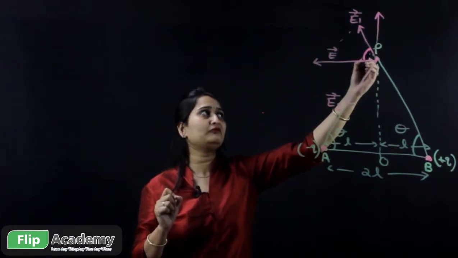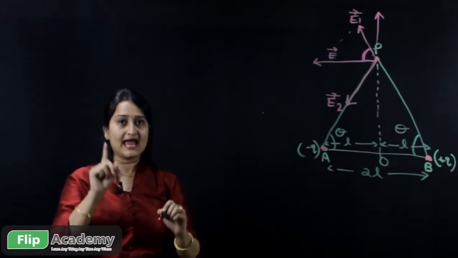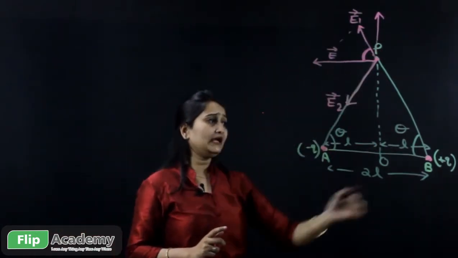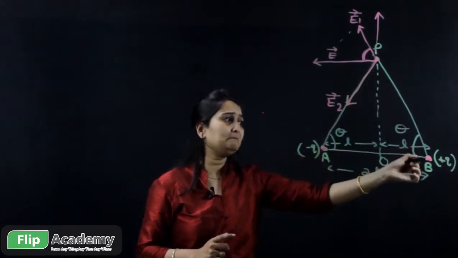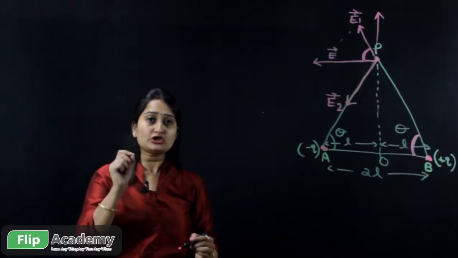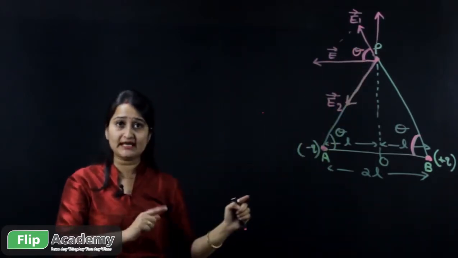So first you have to find the angle E1 makes with the horizontal axis. So what is this angle? Now look at this diagram. In this diagram, angle PBA is theta. This angle is theta, so this angle also becomes theta, which is your corresponding angle.